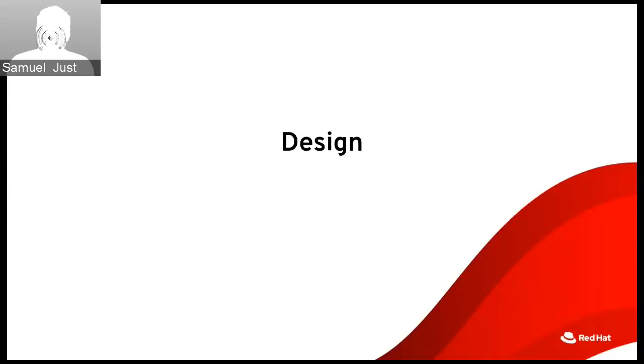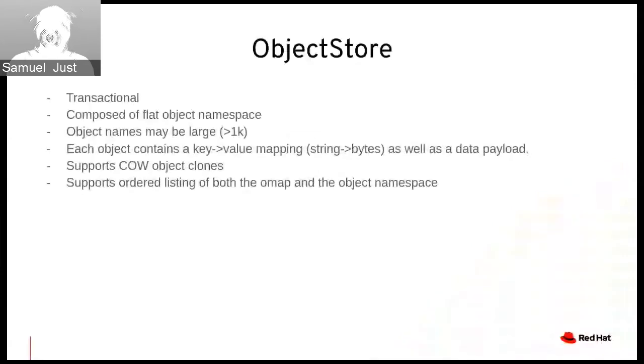So that's what CStore is. Let's talk a bit about the high-level design. So the first thing is, what do we actually need from an object store inside of an OSD? So the main characteristics are that it needs to be transactional. It's composed of a flat object namespace. Object names may be large, and they may be under the control of the user in the case of RGW.